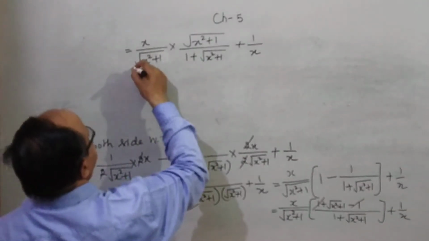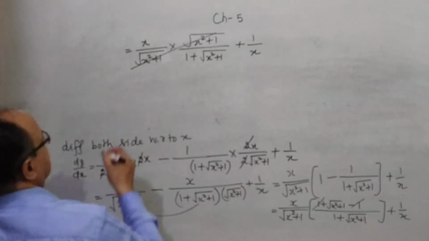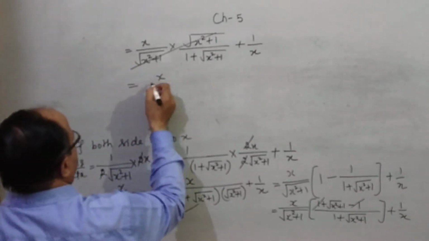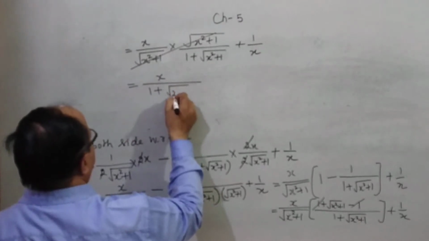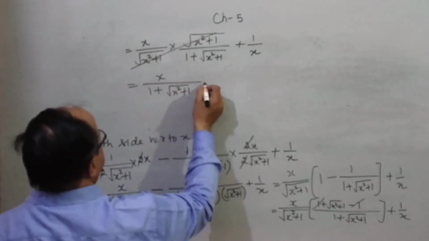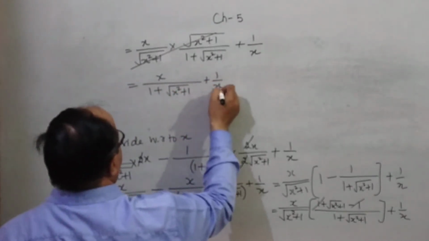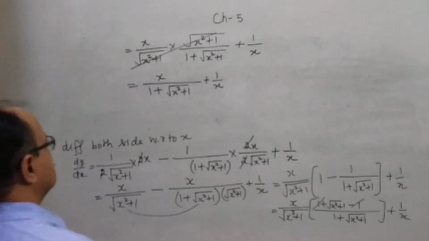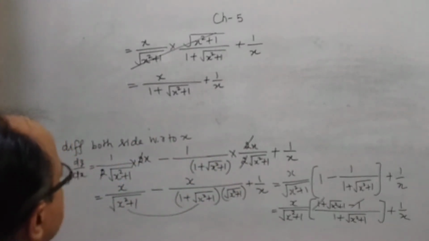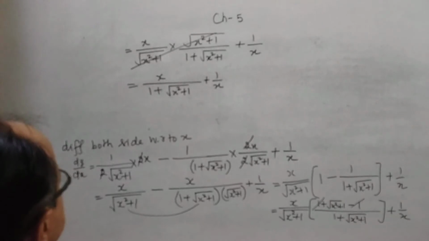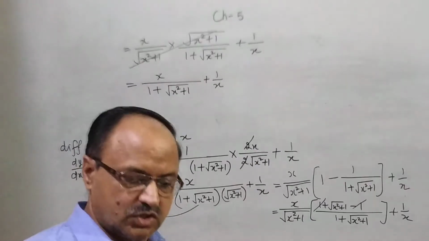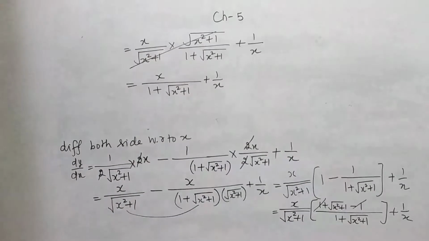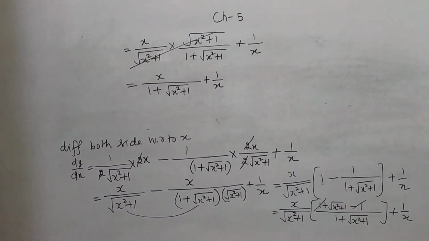And you know that this term cancels. Now, x upon 1 plus root x square plus 1, plus 1 by x. Correct? This is the solution of this question. Clear? This is the answer. Okay. Now we start the next question.